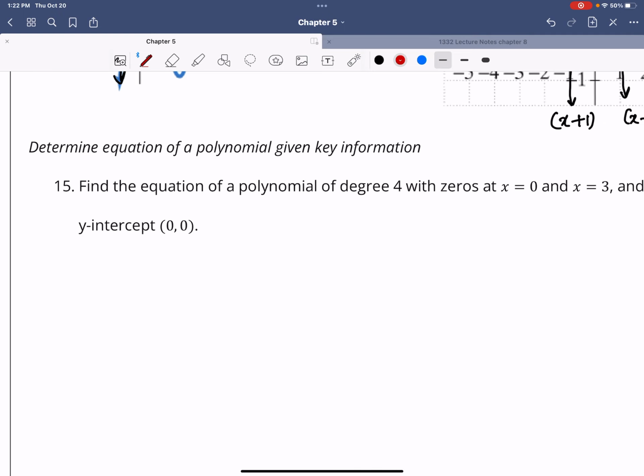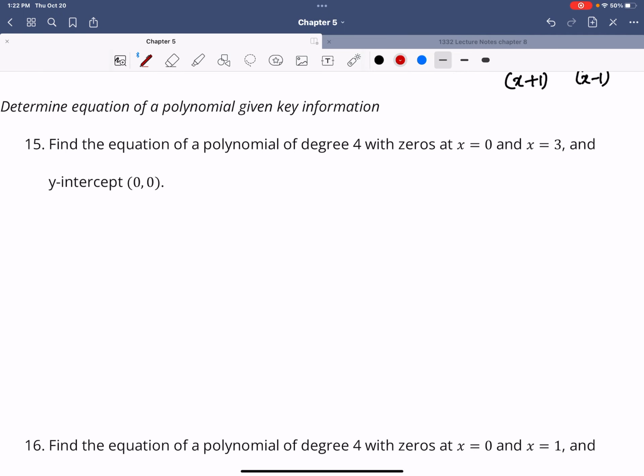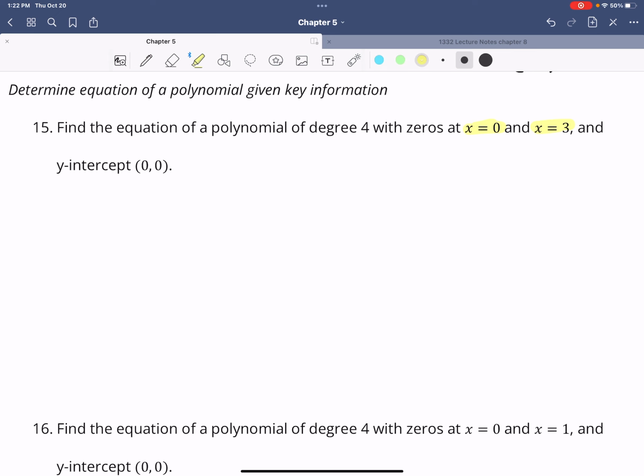Okay, now I'm moving on to the next one. Here they gave us all the information and they're asking us to write the equation. If you see your intercept is 0, 0, that's the easiest part. X is 0, my factor is x. X is 3, my factor is x minus 3. So when they say zeros, what does that mean? They are your x-intercepts. Zeros, x-intercept, solution, they all mean the same.